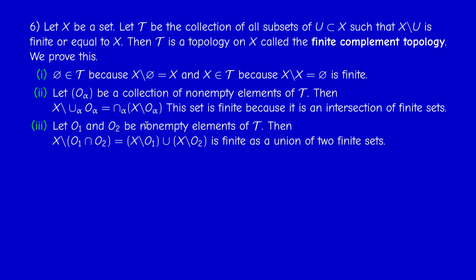And for the intersection, same idea. If one of them is empty, the intersection is empty, and therefore it's open. So we assume that none of them is empty, and therefore the complement of O1 is finite, the complement of O2 is finite, therefore the union is finite, but the union is the complement, so De Morgan's law again. So we have to rule out the trivial case, okay? So according to our definition of a topology, this is a topology as well, okay?